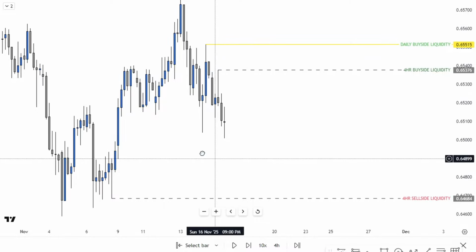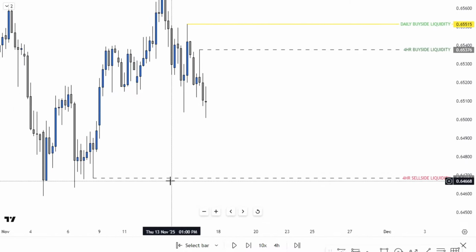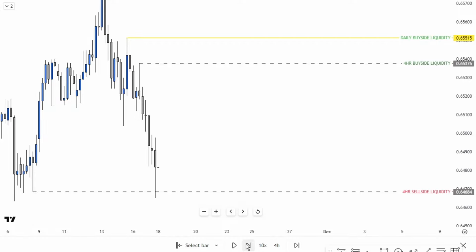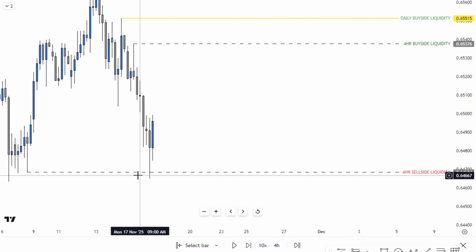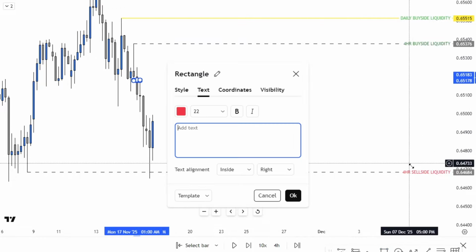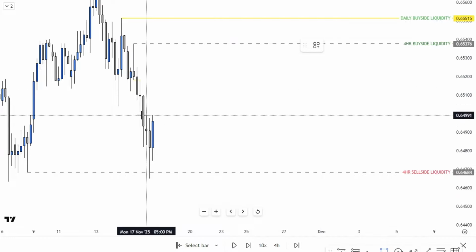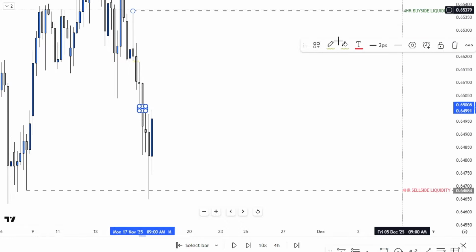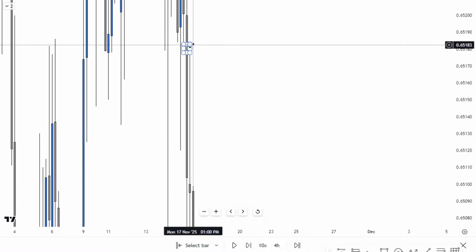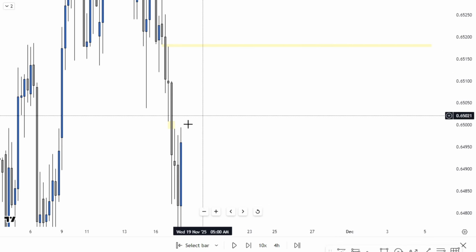So here we have this 4-hour sell side liquidity, and we are anticipating for price to come and sweep this liquidity. So let's see how price plays out. And just like that, price sweeps this sell side liquidity. And where is price most likely to head next? Price has two options. Price has this fair value gap up here and this fair value gap right here. So let's speed it over and see which one price goes towards.